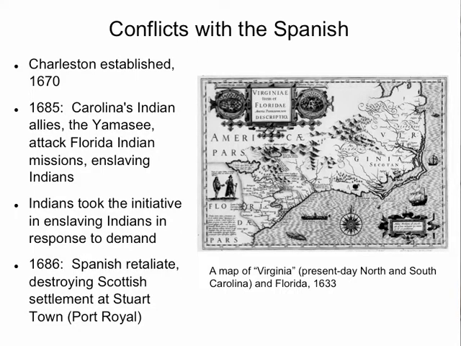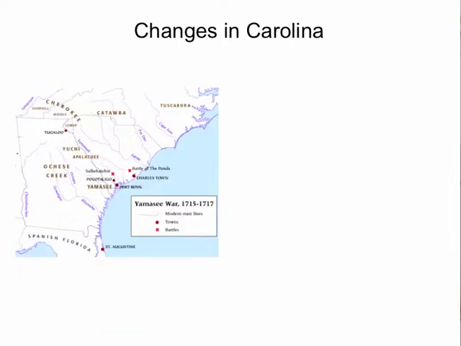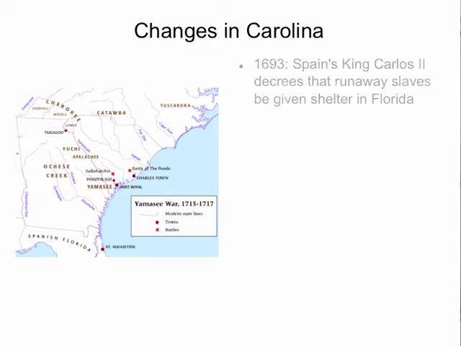Well, as I said a few minutes ago, the Spanish were not going to take that lying down, and so in 1686 they fought back, destroying a settlement by some people from Scotland at Stuart Town in what's now Port Royal, North Carolina. And so again, conflict between the English settlers and the Spanish settlers in Florida was a constant backdrop to the settlement of what later became the southeastern U.S.